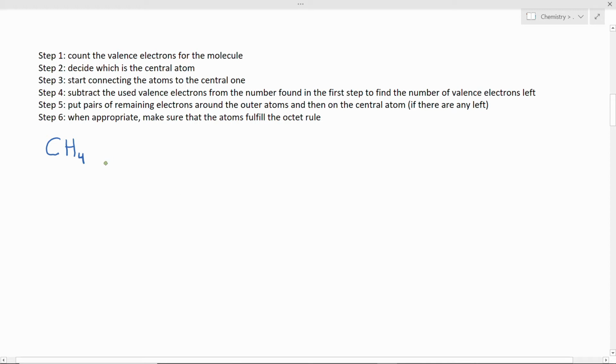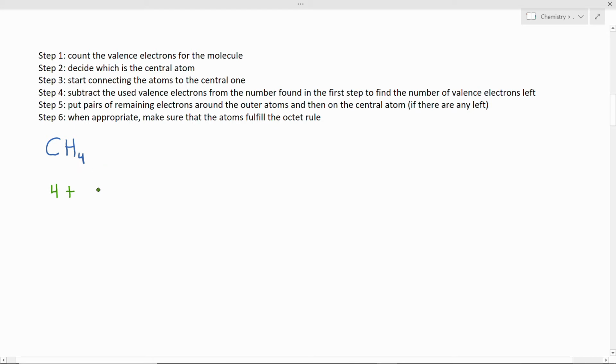So for example, let's find the Lewis structure for CH4, also called methane. So our first step is to count the valence electrons for the molecule. So for carbon, we have 4 valence electrons, because it is in group 4. And then we have hydrogen here. So hydrogen has 1 valence electron.